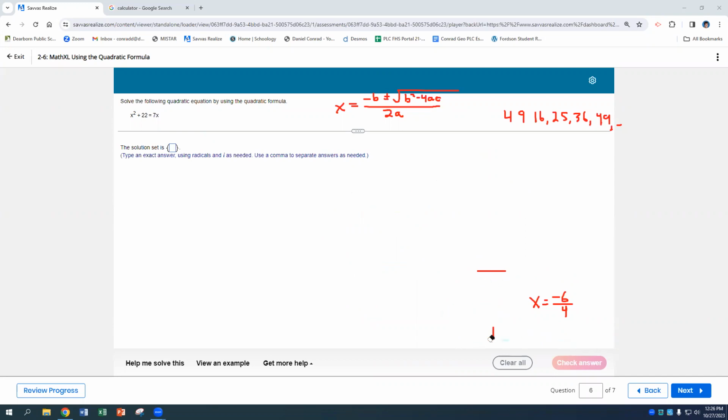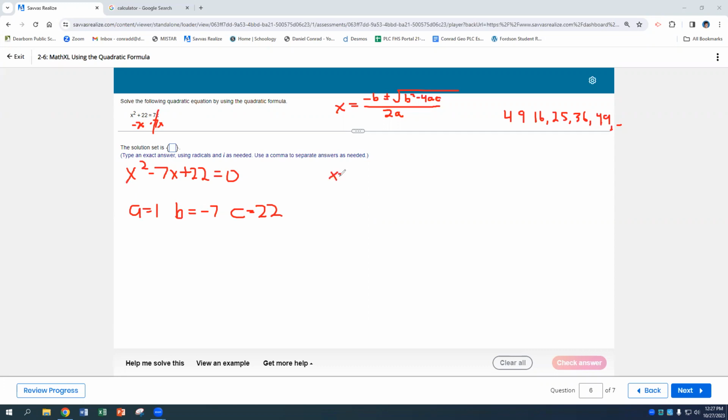All right. A in this one is going to be, we got to move everything to one side. So I need to subtract 7x from both sides. So I'm going to get x squared minus 7x plus 22 equals 0, right? Those are going to cancel. So A is going to be 1. B is going to be -7. And C is going to be 22.